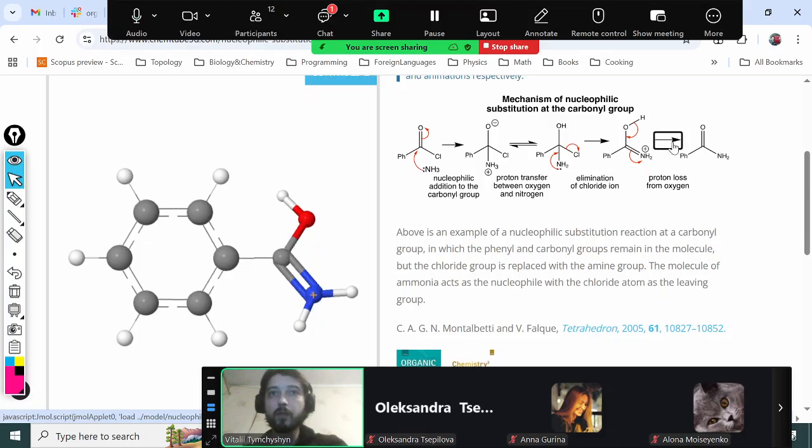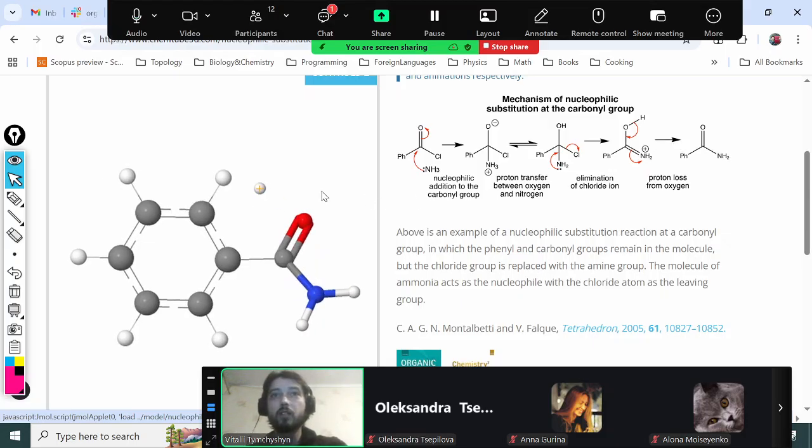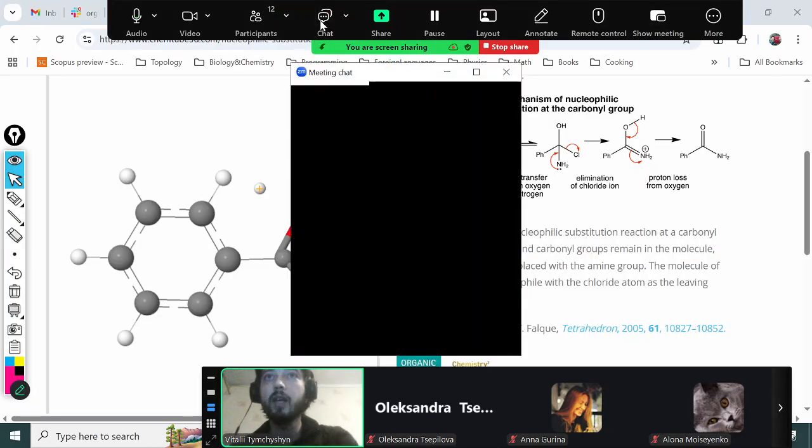And here is how that looks. So hydrogen is leaving, this double bond reformed, and here we have it. So that's basically a nucleophilic substitution at the carbonyl atom.